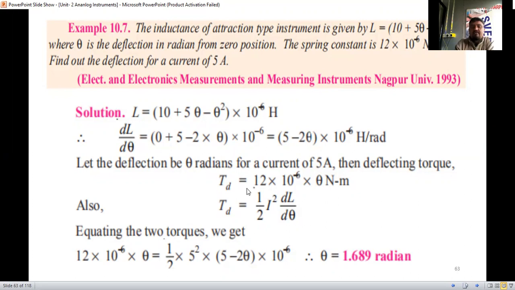From the deflecting torque formula, TD equal to 1 by 2 I square dL by d theta. I is given, dL by d theta we have calculated. Just substitute here and you will get the deflecting torque. Next, deflecting torque equals controlling torque. We know the TD value. The controlling torque equals k theta. Theta is the unknown, k is given, so theta equals TD divided by k. So theta equals 1.689 radians.